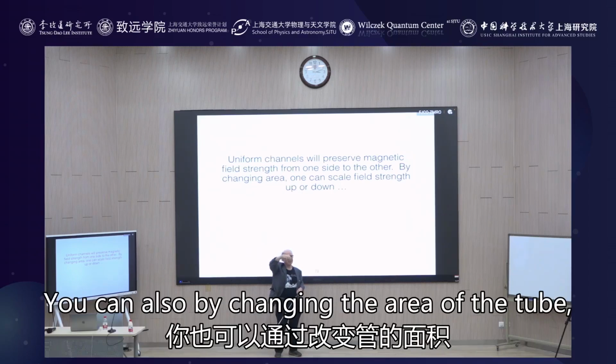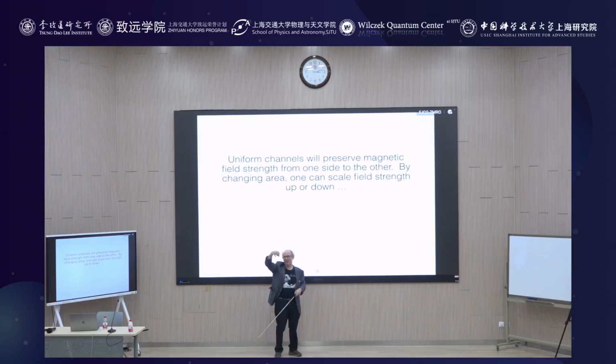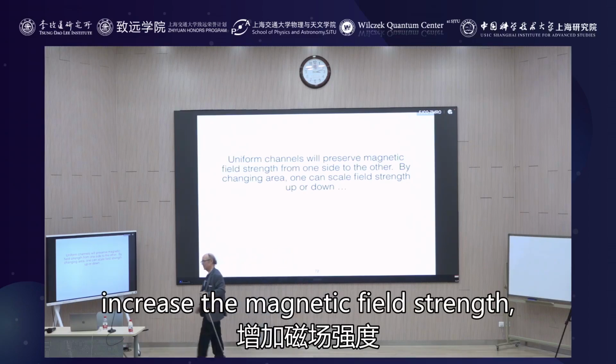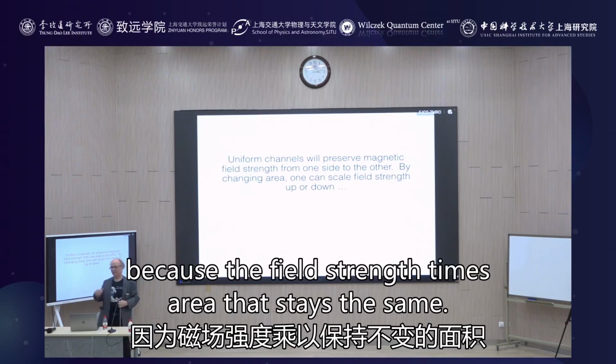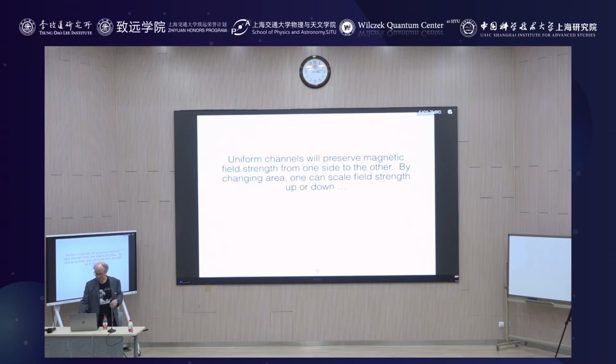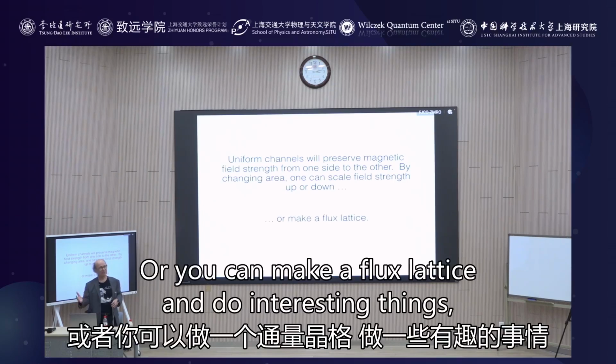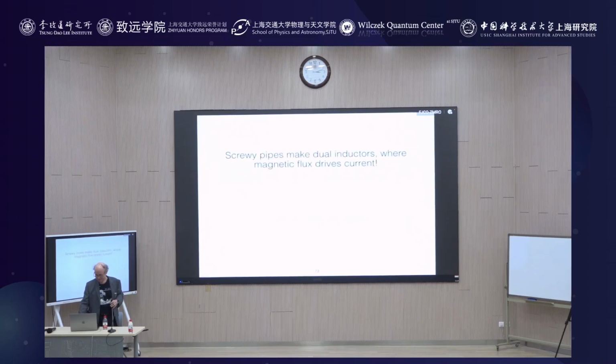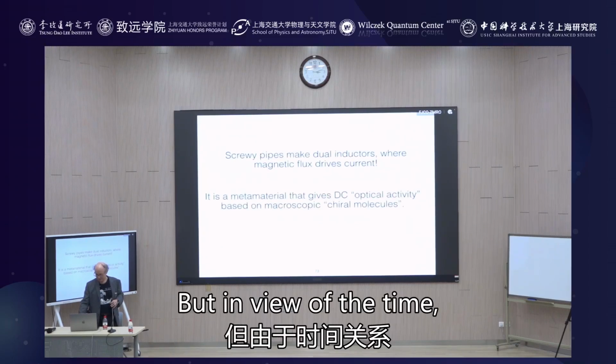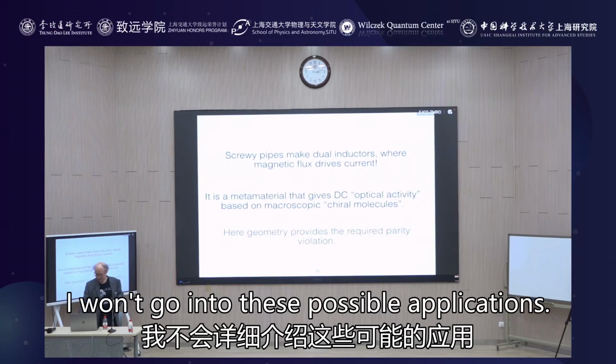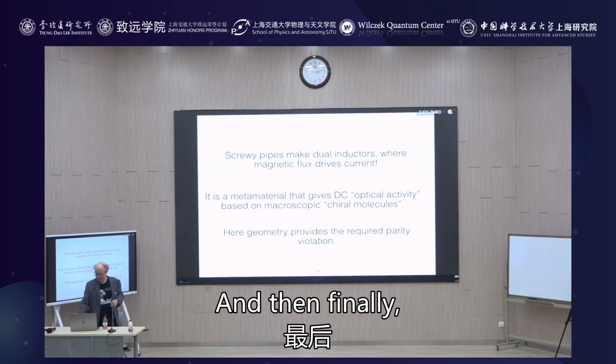You can also, by changing the area of the tube, increase the magnetic field strength, because it's field strength times area that stays the same. Or you can make a flux lattice and do interesting, creative things. Okay, but in view of the time, I won't go into these possible applications.